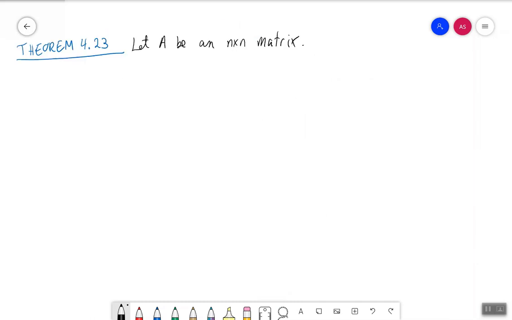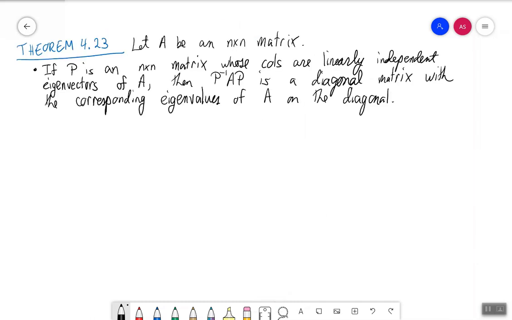theorem. Let A be an n by n matrix. If P is an n by n matrix whose columns are linearly independent eigenvectors of A, then P inverse AP is a diagonal matrix with the corresponding eigenvalues of A on the diagonal. Although we didn't prove this just above here, we actually proved the next statement. To show this is just an application of block multiplication, just as we did above.